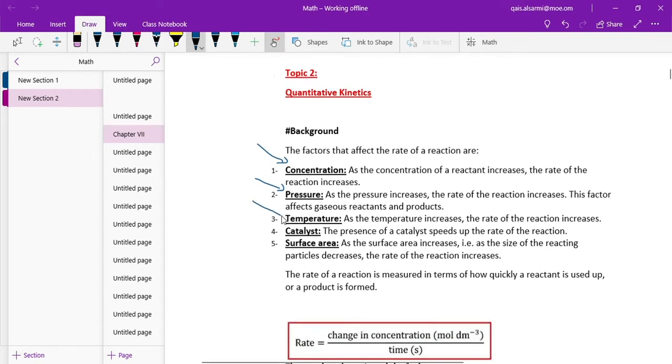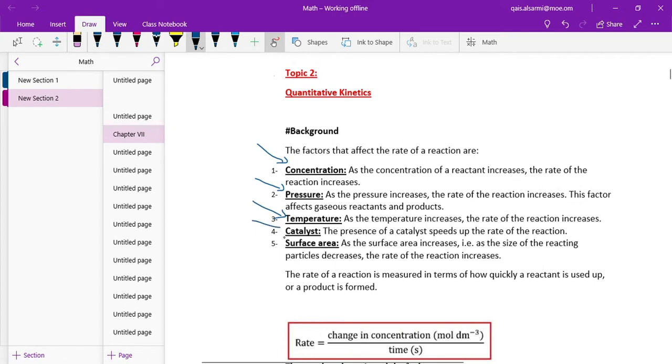The third factor is temperature. As you know, increasing the temperature allows the particles to gain kinetic energy, therefore they will collide more and with a higher energy. So therefore we will have a bigger fraction that are colliding with the minimum sufficient energy.